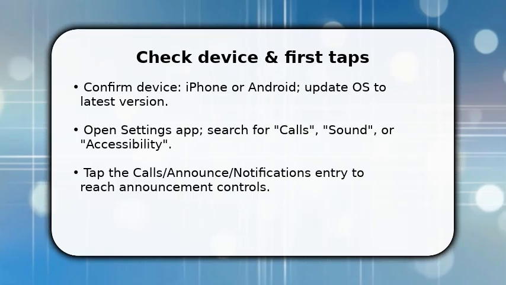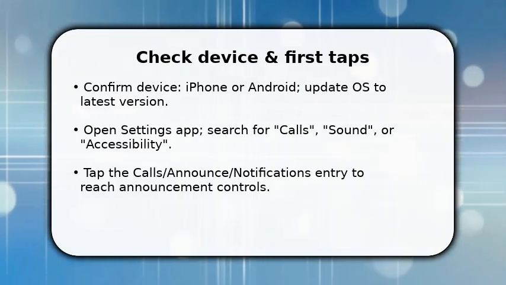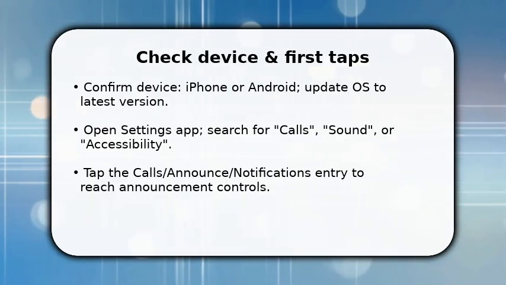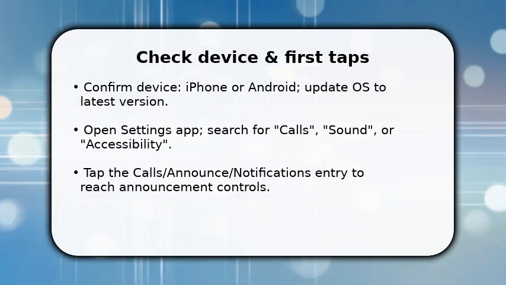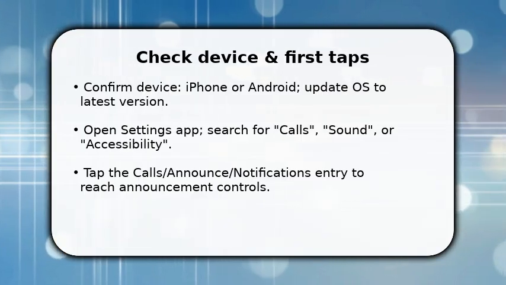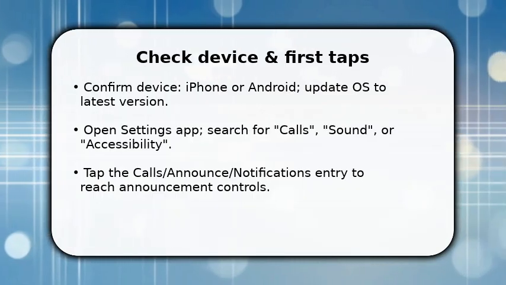You'll start by confirming the device and getting straight into settings. If you're on an iPhone, search for Announce Calls. On Android, look for Caller ID announcements or notifications under Sound or Accessibility. Once in the area, you're looking for a single toggle or menu labeled Announce, Read Caller, or Voice Notifications. Tap that entry now and hold from here.